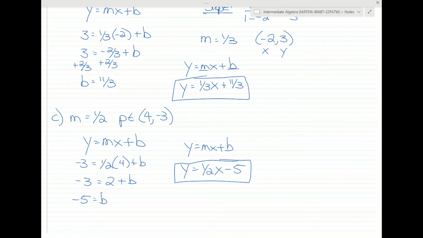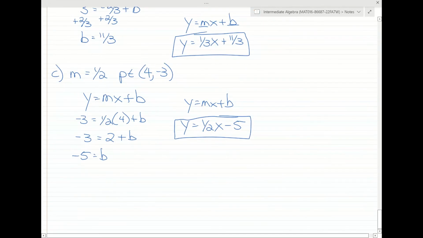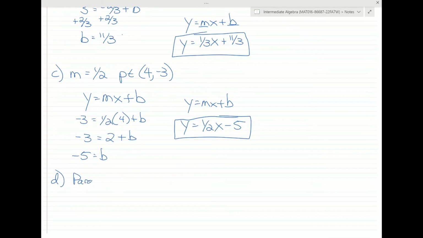About 4 or 5 problems left to finish out tonight. What if I asked you to write an equation of a line in slope-intercept form that's parallel to 2x minus 3y equals 6, and it goes through the point -2, 3?